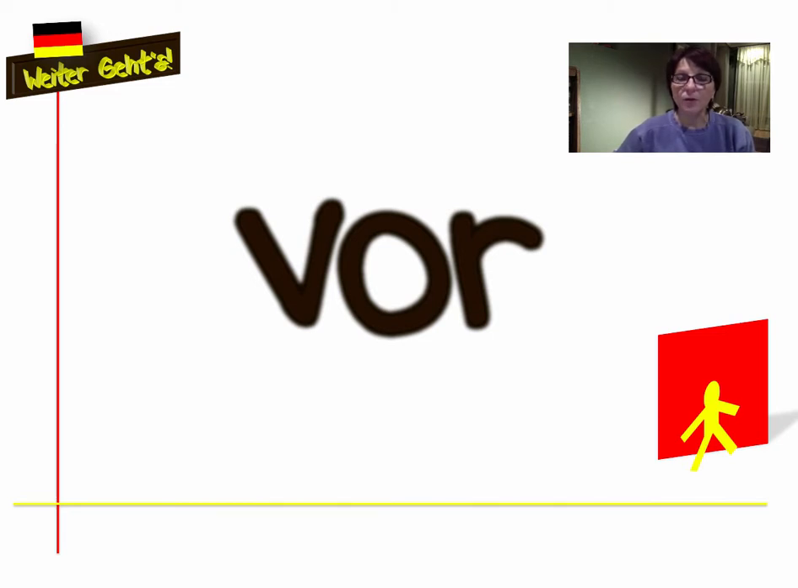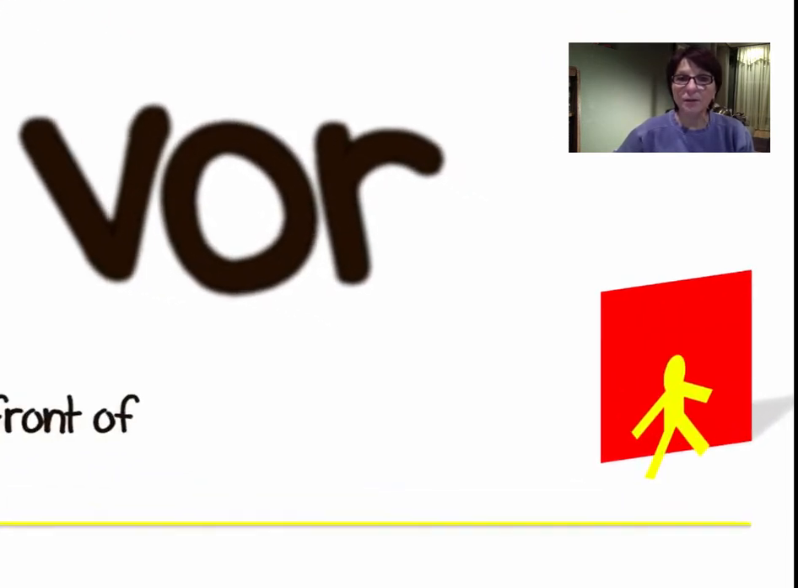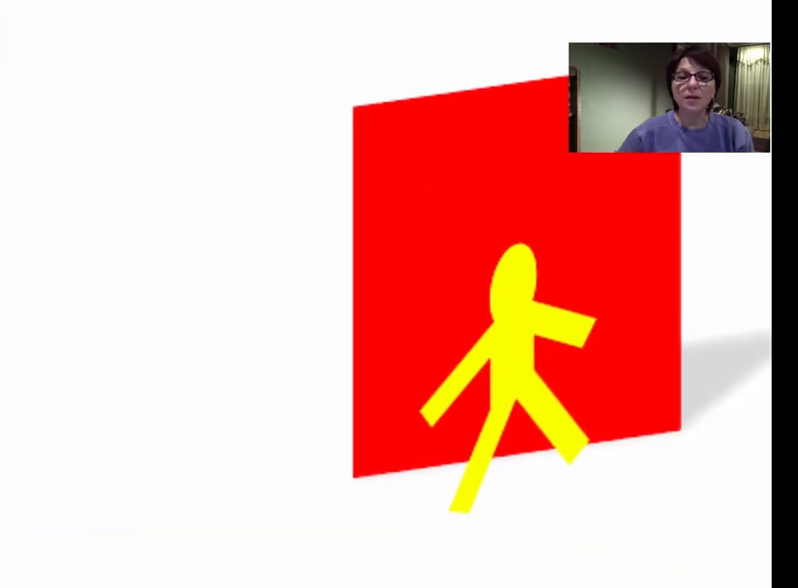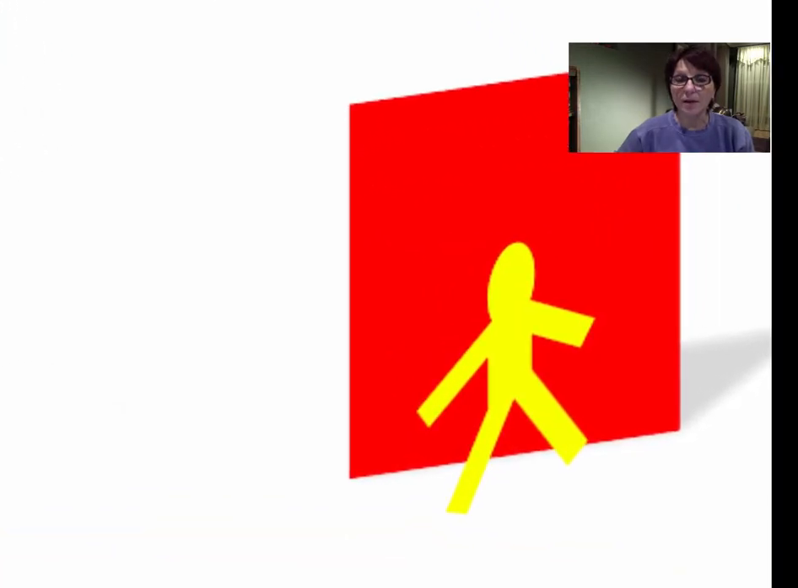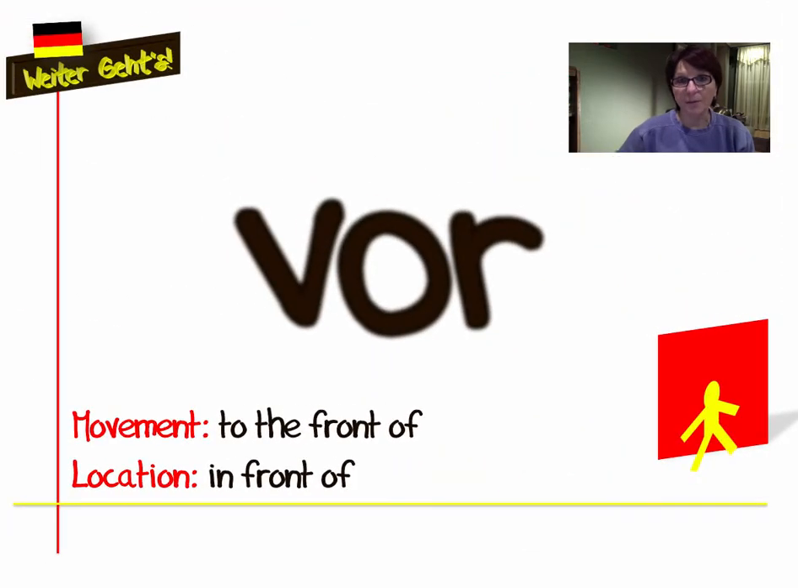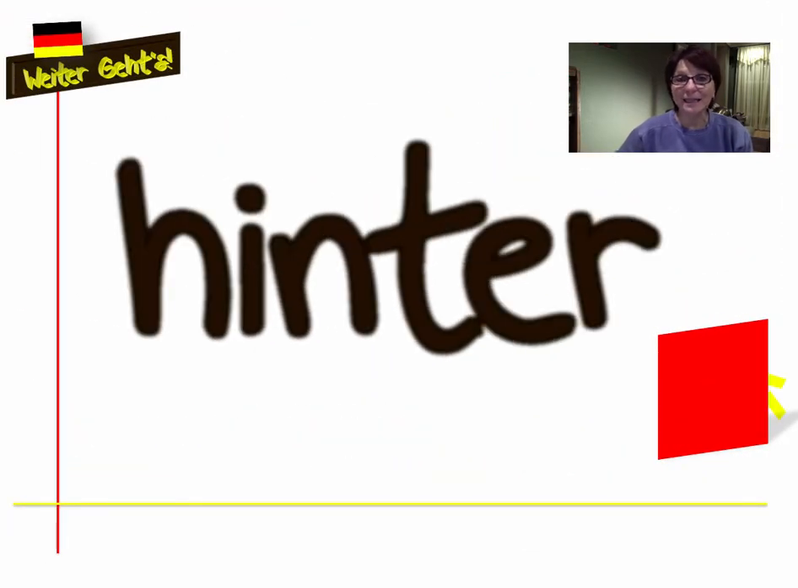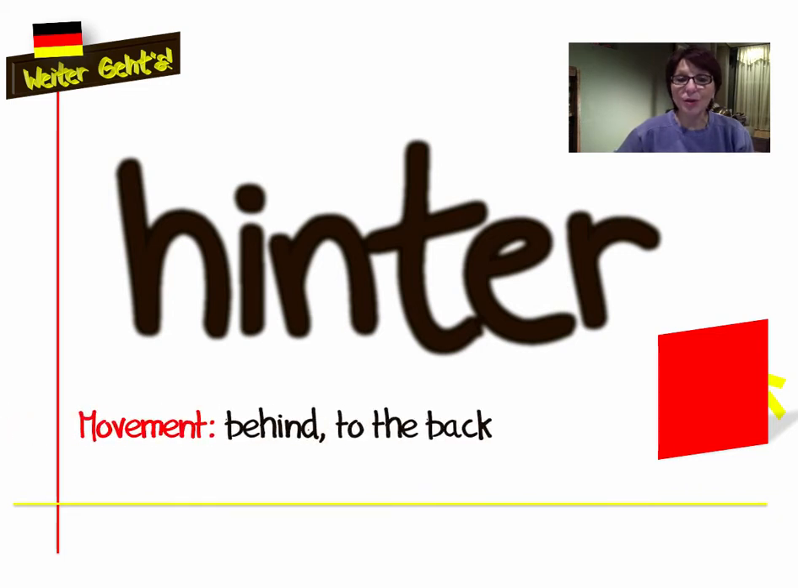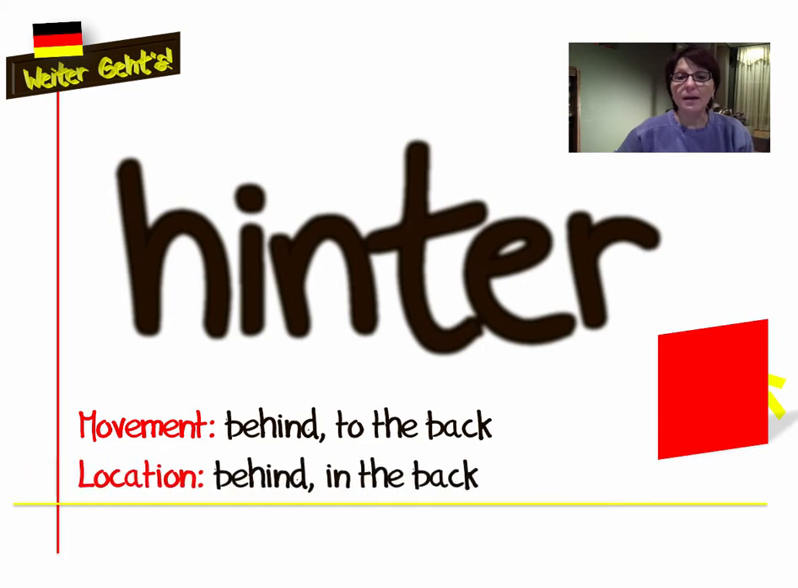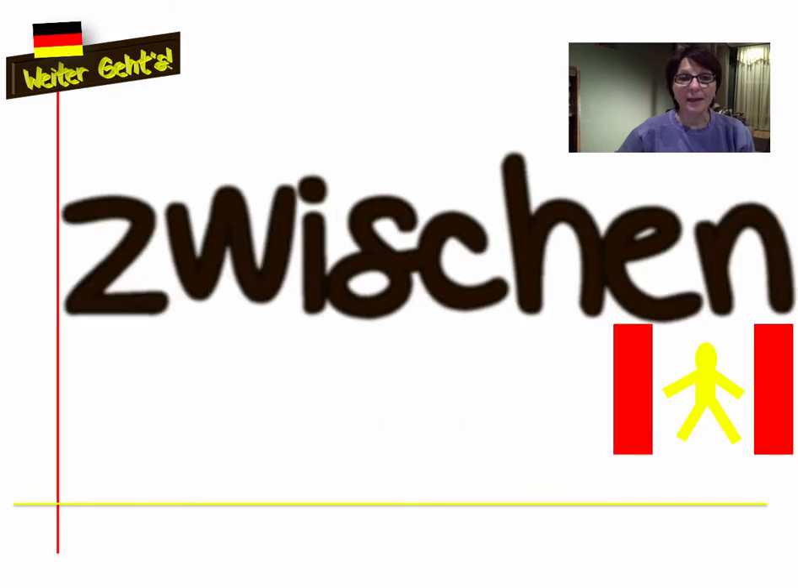This one here, vor, means in front of. So when we're moving there, we're going to the front of that red square. But when we're there, we are in front of that red square. Likewise, with hinter, we are moving to the back, or we are in the back. So that we do make a differentiation at times in English with that.